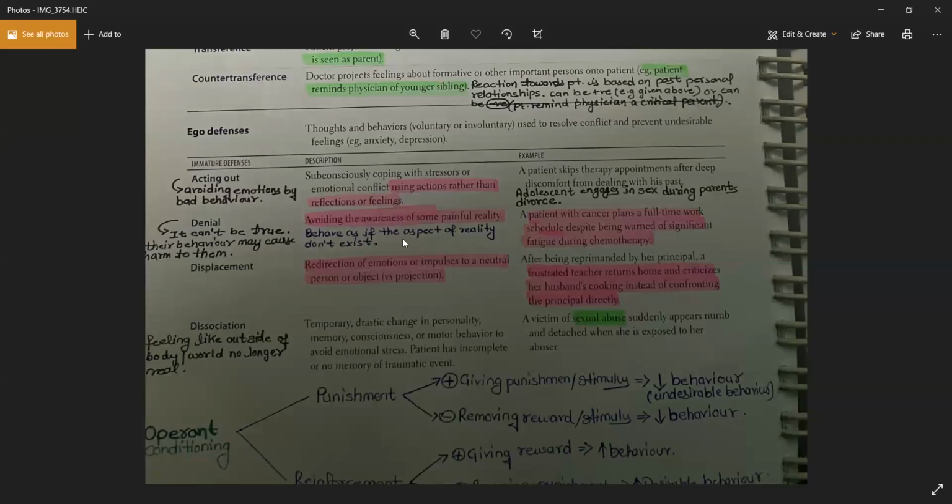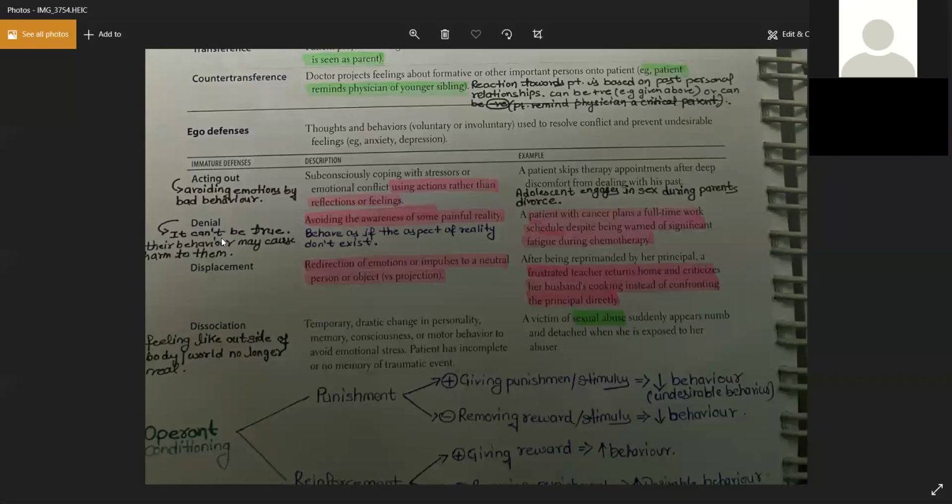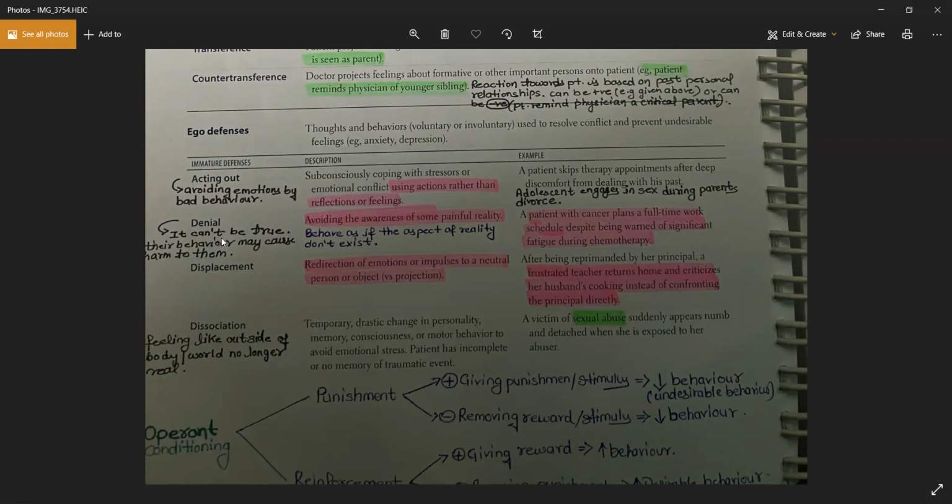They behave as if the aspect of the reality does not exist, and it can even cause them harm. If a patient diagnosed with cancer is in the denial phase, they will avoid the chemotherapy, saying this cannot be true, that they cannot have cancer. So they will avoid the chemotherapy, or do activities that will worsen their condition. Like a diabetes patient who, after being diagnosed and in denial, will keep adding sweets or sugars to their diet. This will cause them harm. So that is denial.